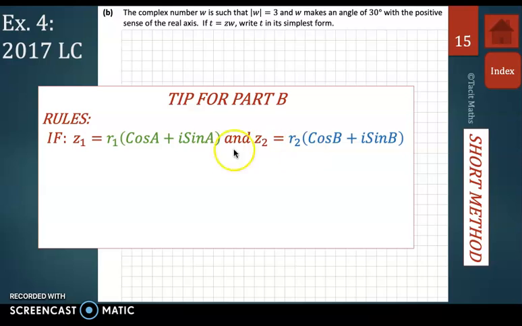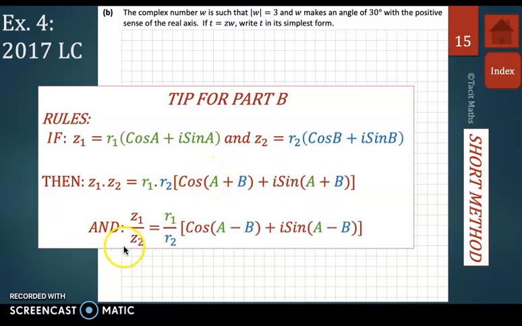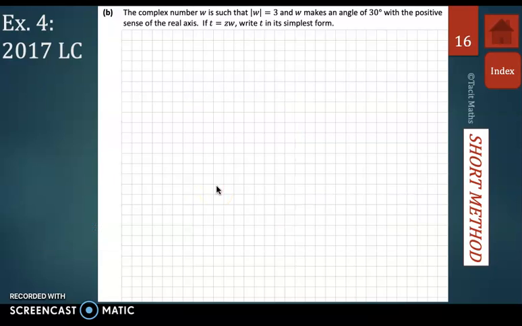Okay, don't be turned off by all the terminology here. It just means that if you have two complex numbers that are both in polar form, and you want to multiply these two complex numbers, then all you have to do is multiply the two moduli, and you add the angles. Okay, now if it's dividing, you do the same except you subtract the angles. Okay, but it's this rule that's going to apply in the next question. Just keep that in mind for the next question.